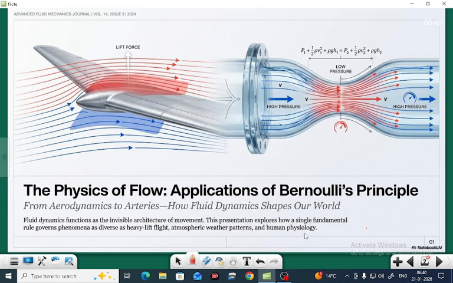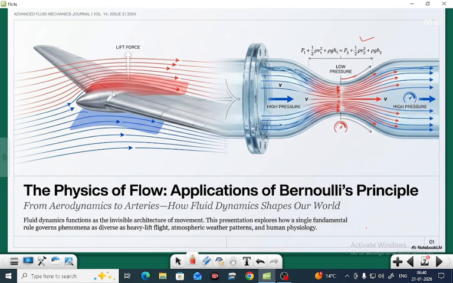human physiology. What Bernoulli's principle says is that P1 plus half rho V1 squared plus rho g H1 is equal to P2 plus half rho V2 squared plus rho g H2. This is Bernoulli's principle. Whenever there is high velocity, the pressure will be low. When the velocity is low, the pressure is high.